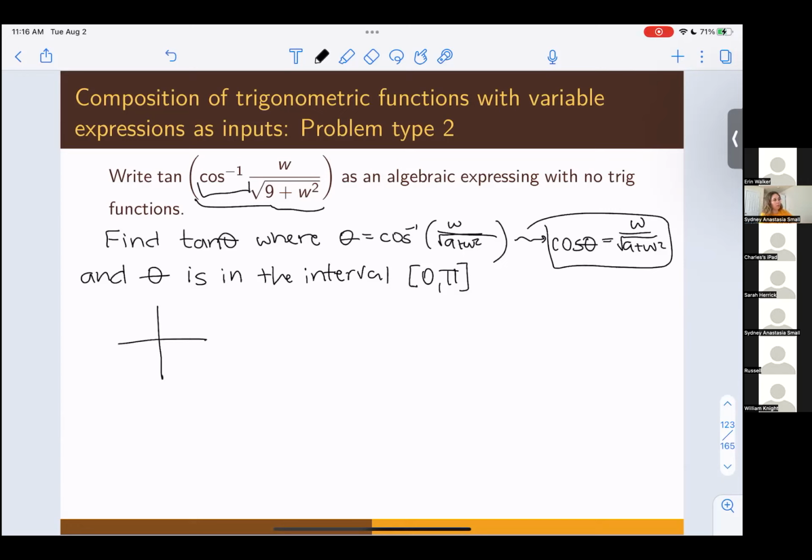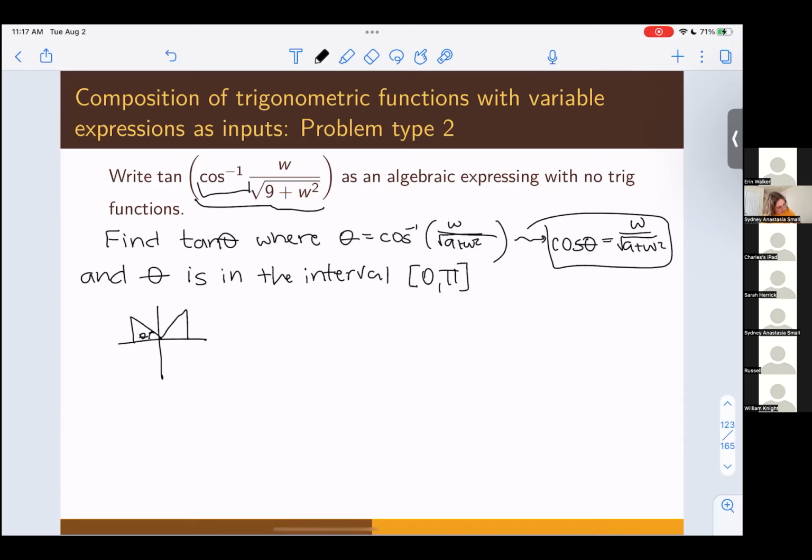Just like the last problem, we do not know which of the 2 quadrants it is. We don't know what w is, therefore we do not know if this ratio will end up being positive or negative. So let's draw out both scenarios and see if that impacts anything. Here's my first angle theta and here's my other angle theta. The reference angles for these two are the same.